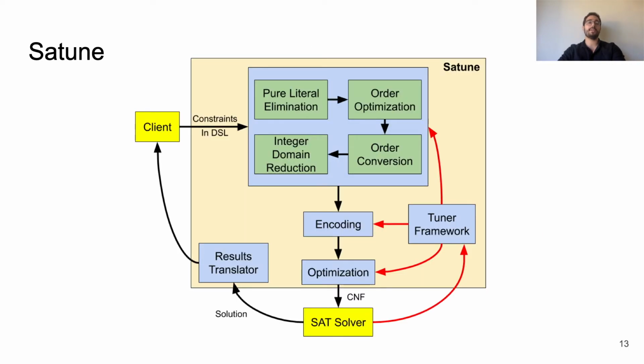Once the problem is encoded in Satune's DSL, Satune optionally runs many optimizations to simplify the problem as much as possible. That causes Satune to select simpler encodings and potentially activate further optimizations. Satune benefits from existing optimizations such as pure literal elimination and order conversion, as well as integer domain reduction and our novel order optimization. For certain domains, it can be extremely important to simplify order constraints as much as possible, since complexity of the encoding grows superlinearly with the size of the order set.